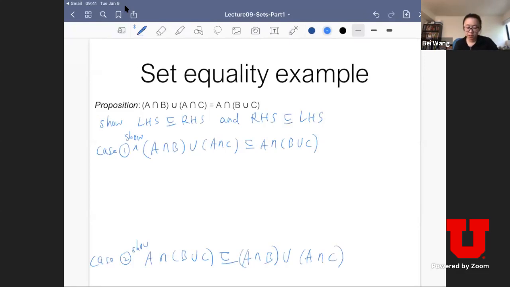Okay. So now each of these problems reduces to proving set membership. So you can do an element-wise proof. So that's what I'm going to do. I'm just going to show case number 1. If I want to show the set on the left is a subset of the set on the right, you just take the element on the left and show it belongs to the right. So let the element x belong to the left-hand side.